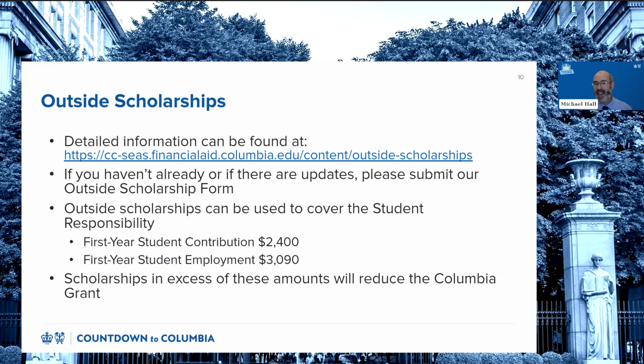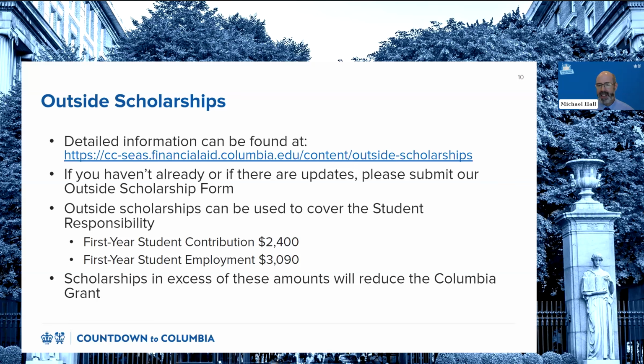Even if you don't have any, it's good for us to know that you're not going to have any outside scholarships. Or if you have any updates, so let's say you knew about one or two, you submitted the form, and now you got a third. By all means, please update us on that so we can make sure everything is accounted for when the funds arrive here at Columbia. Okay, now to the policy.